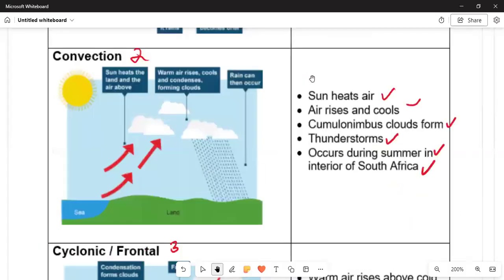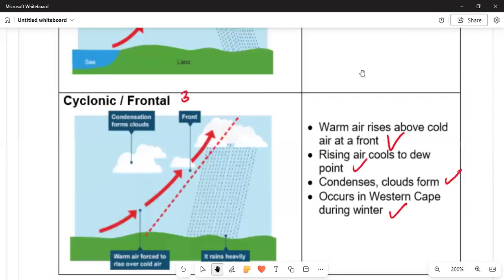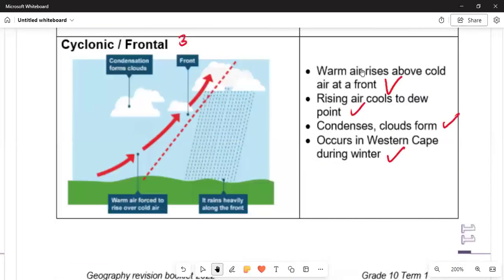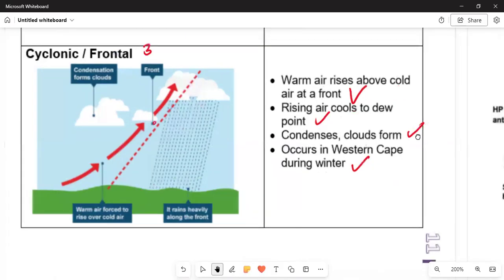And then when we are moving on again, we talk of the convection. With the heating here, the air rises, it condenses, forming the clouds. The rain, it cools. They are associated with thunderstorms. And lastly, they occur during summer in the interiors. They are experiencing the rain. And then lastly, we are having what we call the cyclonic rainfall. The warm air meets the cold air, forming cooling cloud. It occurs in the Western Cape during the winter. So that is why they get rain in winter.